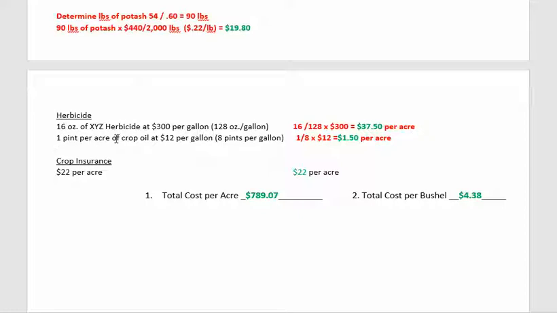If we use 1 pint per acre of crop oil at $12 a gallon, remember that there's 8 pints in a gallon, so 1/8 of a gallon times the price of a gallon gives us $1.50. The crop insurance I give you is $22 per acre, so we need to add that in.